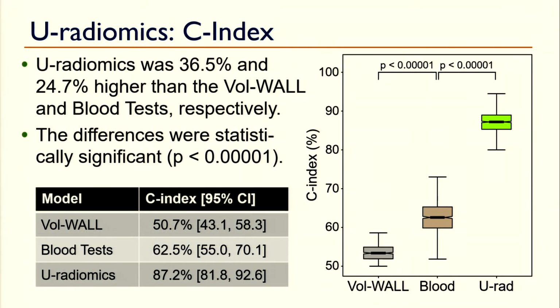We evaluated the prognostic performance of the biomarkers on this patient cohort in the same manner as we did with the idiopathic pulmonary fibrosis. Here are the results of the prognostic performance of U-radiomics in comparison to the volume wall and the blood tests. We can see that the U-radiomics produced a very high concordance index value of 87%, which was over 24% higher than those of the blood tests or the volume wall. These differences were statistically significant.